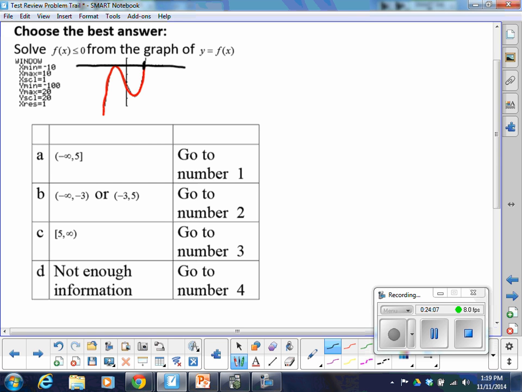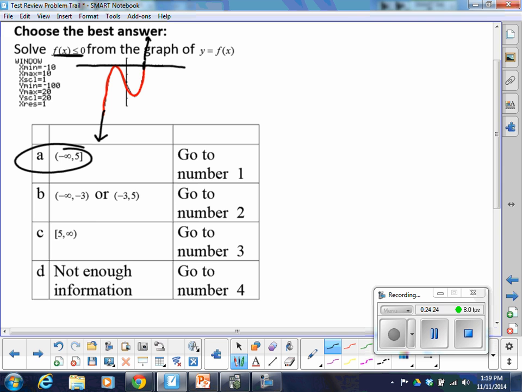But all x values less than that work. Okay, because I'm assuming this thing just continues down because we don't know any different. But as soon as we get past 5, we don't meet that condition anymore. So any x value from -infinity to 5, including 5.